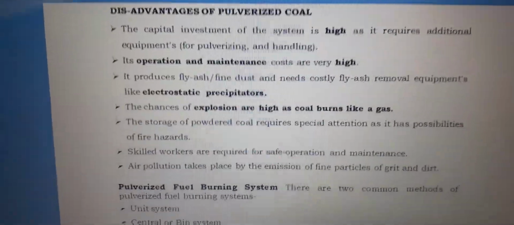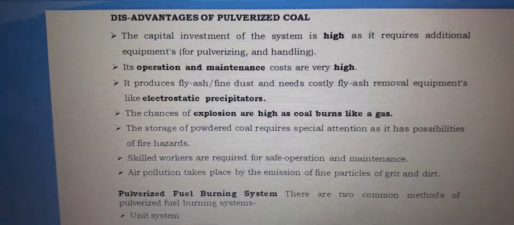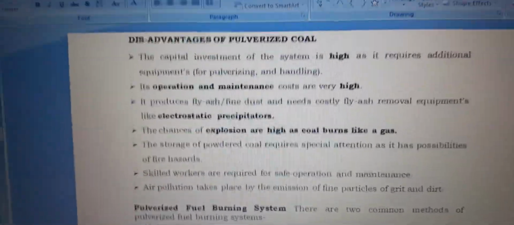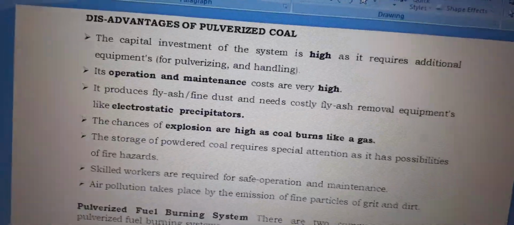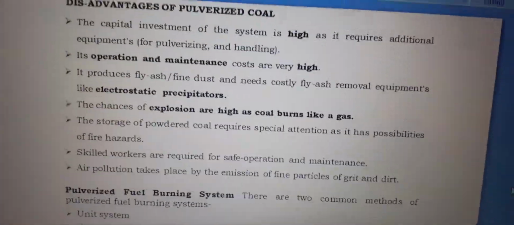Disadvantages of pulverized coal. The capital investment of the system is high, as it requires additional equipment for pulverizing and handling. Its operation and maintenance costs are very high.